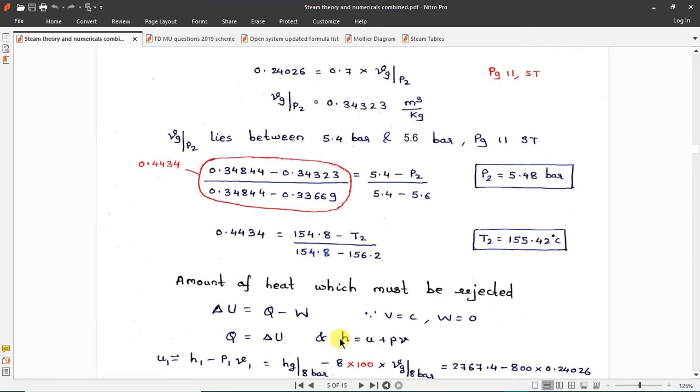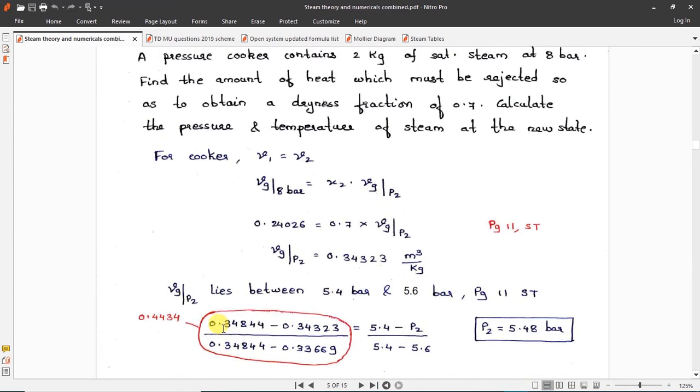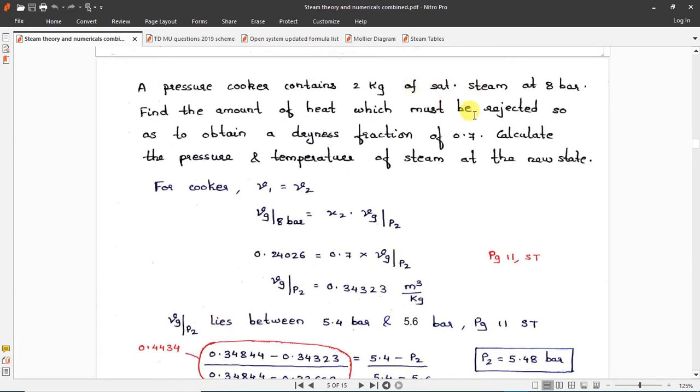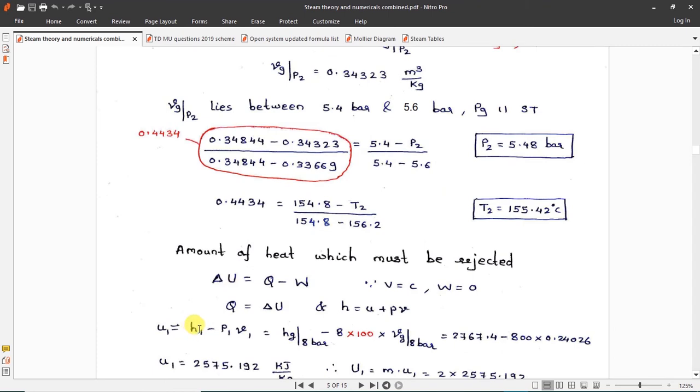Now what is specific enthalpy? Enthalpy is U plus PV. So what will be U? U will be H minus PV. So for point number 1, what I have written, U1 is H1 minus P1 V1. Now when you are using this equation, you have to be very careful. Point number 1 is which point? Saturated steam. Means for that H will be equal to Hg at 8 bar. So for point 1, H1 will be Hg at 8 bar minus.